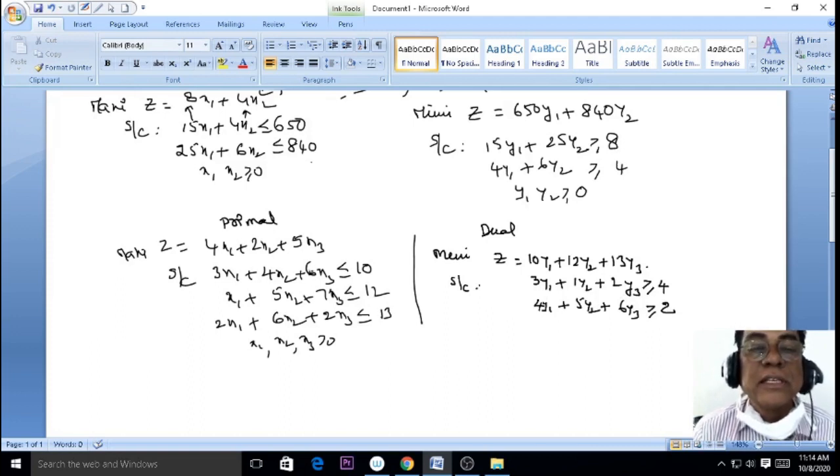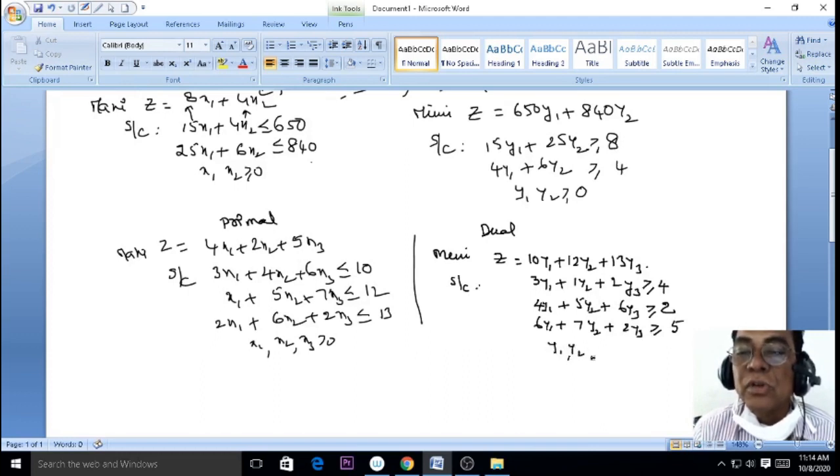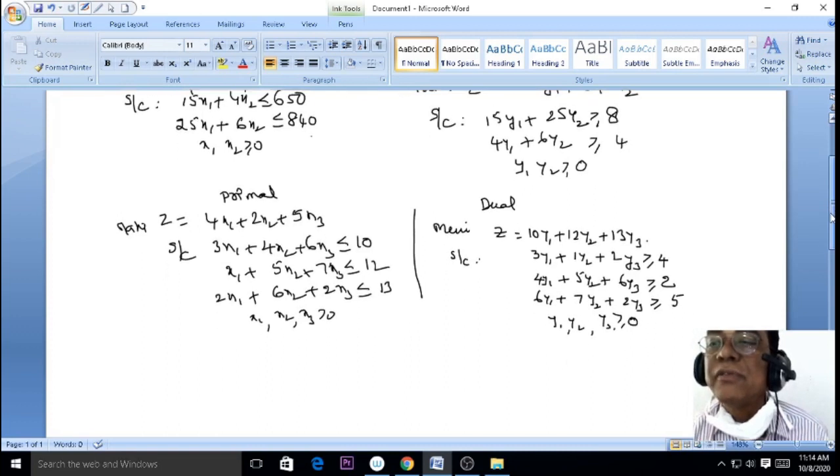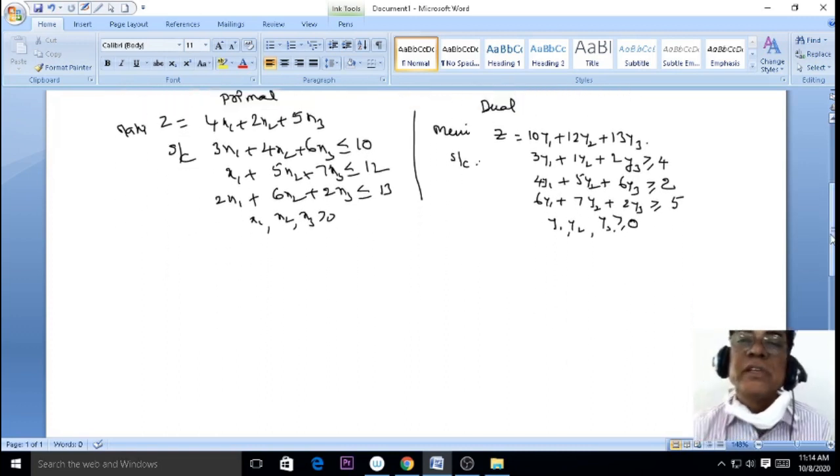Next, the third column: 6, 7, 2. So 6y1 plus 7y2 plus 2y3. The third value is 5, so write down 5, with greater than or equal to. Next, y1, y2, y3 greater than or equal to 0. Now the first conversion is over. So this is the dual. Once you convert to the dual, solving is the second step.